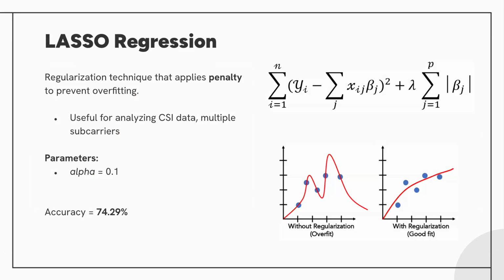Another model we thought would work really well is lasso regression, which is a regularization technique that applies a penalty to certain features in a data set that it's analyzing to prevent overfitting. So we thought this would be really good for CSI data due to the really high amount of subcarriers. However, even when trained with an alpha value of 0.1, the accuracy was only about 74%.